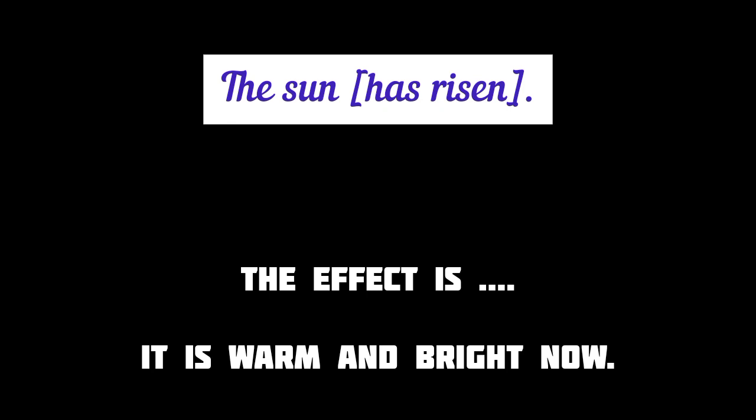Now take another example. The sun has risen. Has and the third form of the verb rise is in present perfect tense here. Has risen is in present perfect tense. But what is the effect of this activity? Has risen. The effect is, it is warm and bright now. The sun is shining in the sky. As a matter of fact, the sun came out a little while back in the past, but the effect of the sunrise is present in front of us.